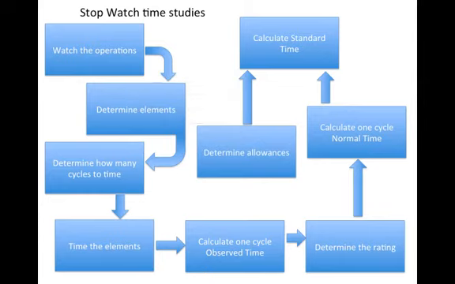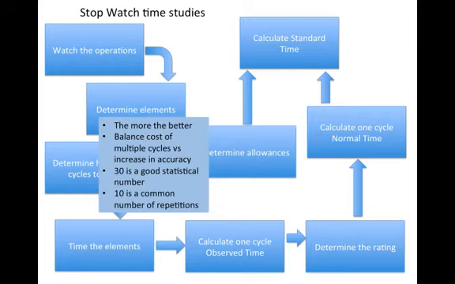After you've done that, you have a list of elements. The next thing is to determine how many cycles to go through on these elements. In general, the more the better. If you can get 300, that'll be better. But we always want to balance the cost of the number of cycles versus the increase in accuracy. You're not going to get a lot more from 100 cycles than you would from 50 or 20. Generally speaking, because of the central limit theorem, we often think 30 is a good number. Let's just go with 30. That's a good number.